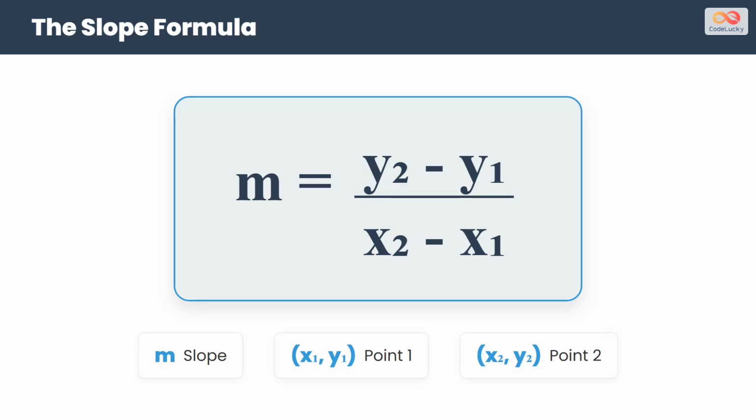Here is the formula we use to calculate slope mathematically. We use the letter m to represent slope. The formula is m equals y2 minus y1 divided by x2 minus x1. This calculates the change in y divided by the change in x.